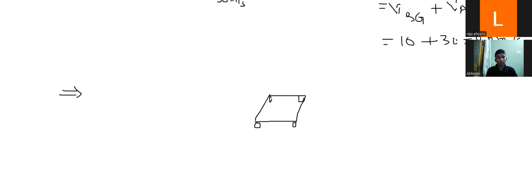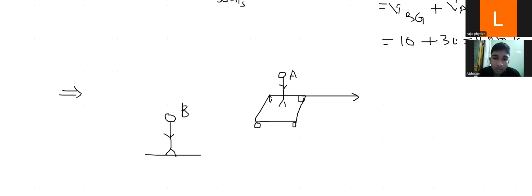So in the trolley, one person is standing on the trolley. For example, this person's name is A. On the ground, one person is there, observing how A is moving on the trolley. He is an observer, like B. Now the speed of the trolley is 10 meters per second.